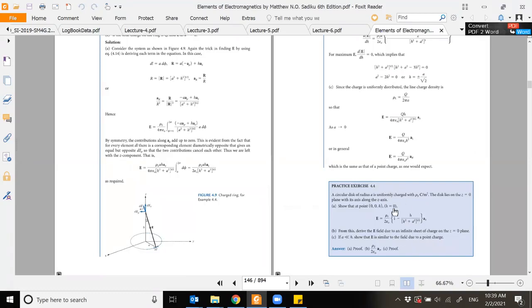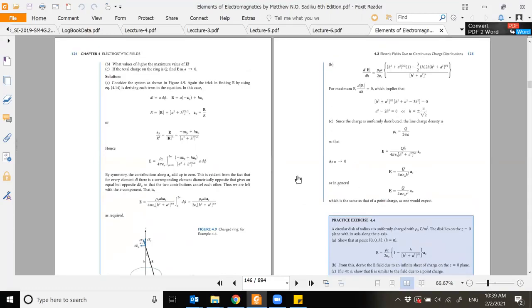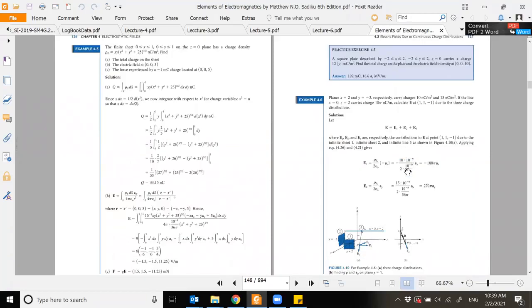And in the practice exercise, you have a disk. A disk is like a circular plate. If your charge is like a circular plate, then how will you get the answer? Good examples, and this will give you good practice of applying Coulomb's law.